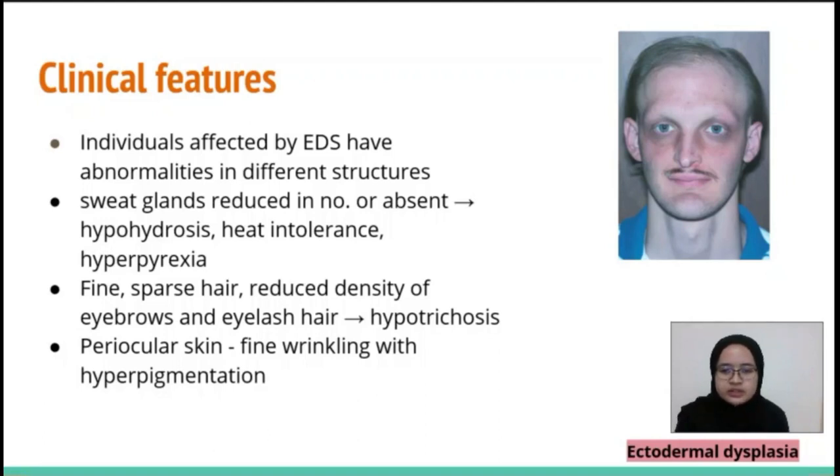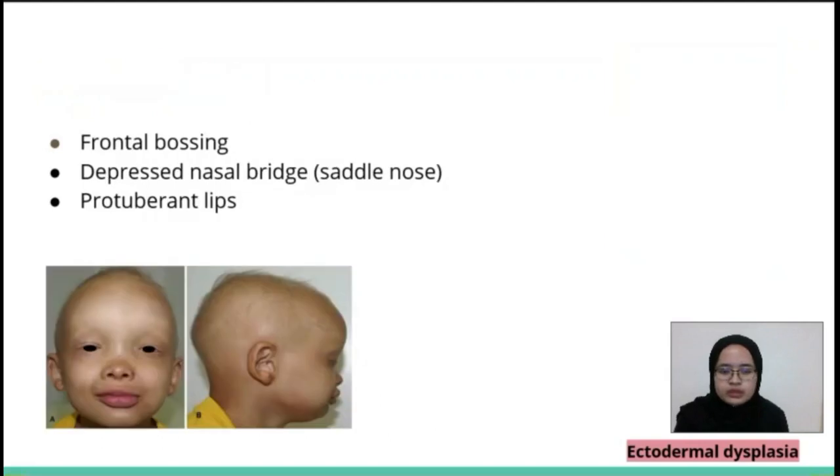Other signs of these disorders include fine sparse hair, reduced density of eyebrow and eyelash hair. The periocular skin may also show fine wrinkling with hyperpigmentation. As you can see in the picture, the man has fine sparse hair, reduced density of eyebrows and eyelash hair, and the periocular skin shows hyperpigmentation. They are also characterized by frontal bossing, depressed nasal bridge, and protuberant lips. As you can see in the boy, there is frontal bossing, depressed nasal bridge, and protuberant lips.